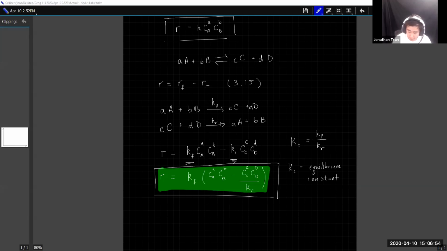So here we have the general form of a rate law for a reversible reaction defined using Kc. Another thing I wanted to point out here is that Kc is defined as the equilibrium constant, and it's only defined at equilibrium. So if you recall, equilibrium is defined as when the forward reaction is equivalent to the reverse reaction. So that's R_R or R_F. The forward rate law is equal to the reverse rate law at equilibrium.